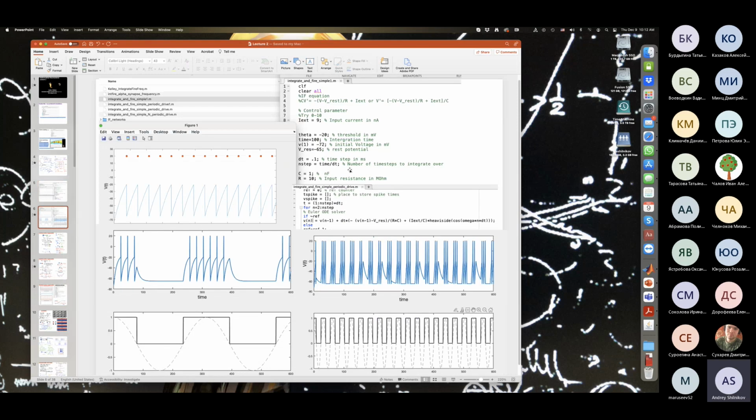So the idea is that if you increase the drive, the external current, then the spike frequency is going to go up. But again, that's basically what integrate-and-fire can do. And then I showed you another file here. It's called integrate-and-fire simple periodic drive. It's nothing special. Basically, you can see on the right-hand side, this is just called the Euler method of integration. This is the simplest integration method, or solver algorithm.